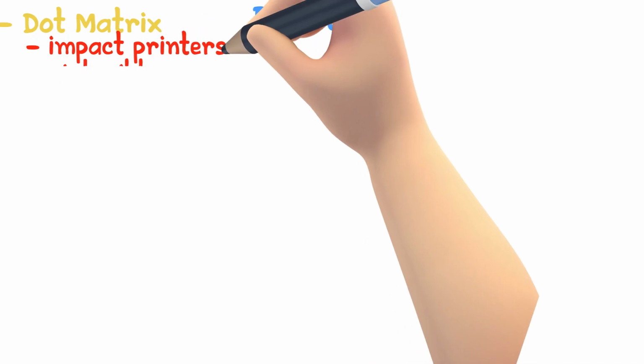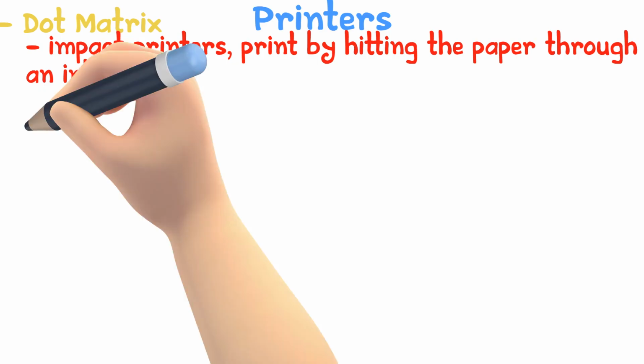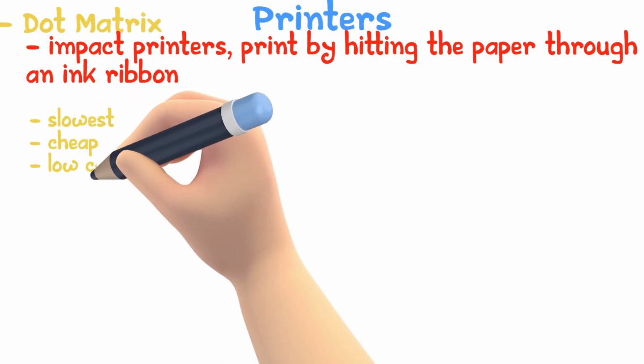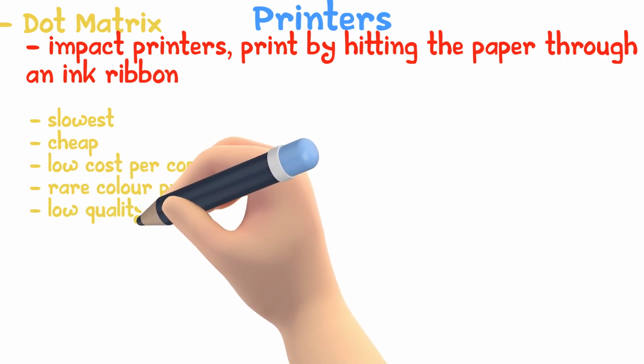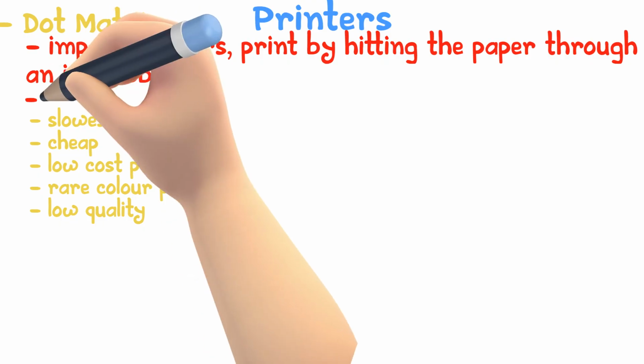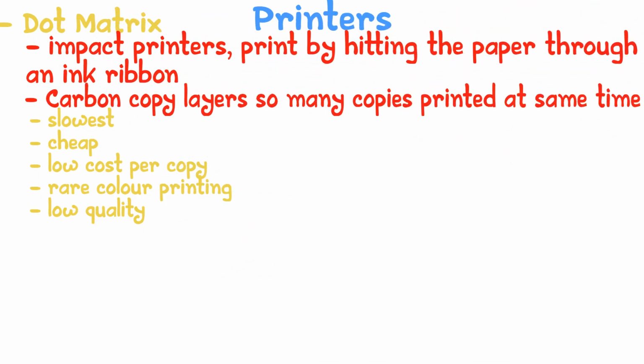Printers. There are three main types of printers. Dot matrix. Dot matrix printers are also called impact printers because they print by hitting the paper through a ribbon of ink. Here are its features which you can use to compare it with the other printers. Slowest, cheap, low cost per copy, rare color printing, and low quality. Dot matrix printers use carbon copy layers, so many copies can be printed at the same time.